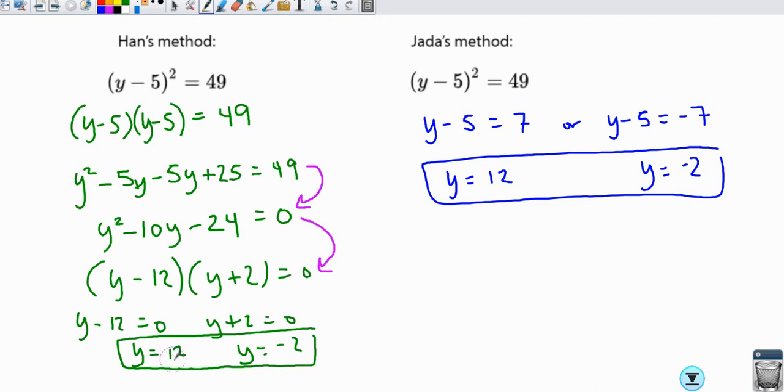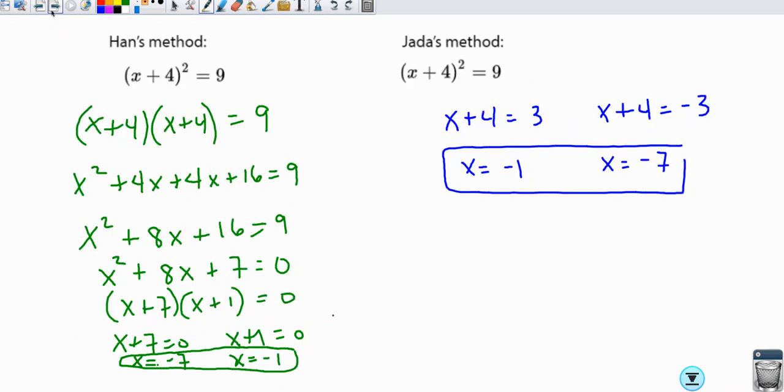Right, so we end up with 12 and negative 2. So if you solved it with that method, check your steps and see if we agree. And if you solved using Jada's method, check that. And notice we got the same answer either way. All right, if you need to go back to that other one to take more time with it, go ahead and hit pause and rewind.